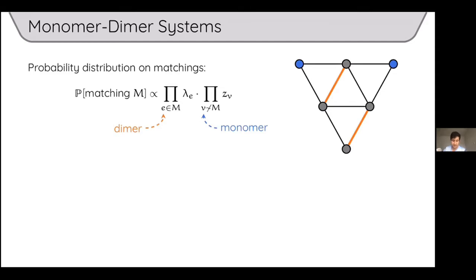The weight of that particular matching is the product of the edge weights that are in the matching times the product of the weights of the vertices that are not matched by the matching. The vertices that are outside of the matching are called the monomers, and the matched edges are called the dimers. You can think of this as particles that are forming bonds with each other. The things that get bonded are called dimers, and the things that don't get bonded are called monomers.